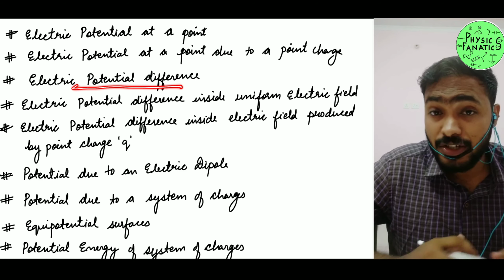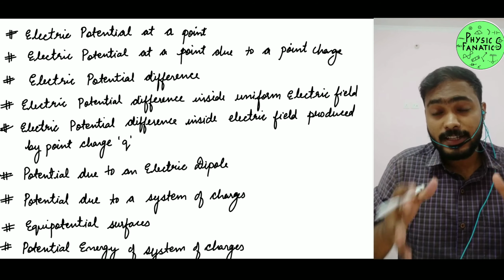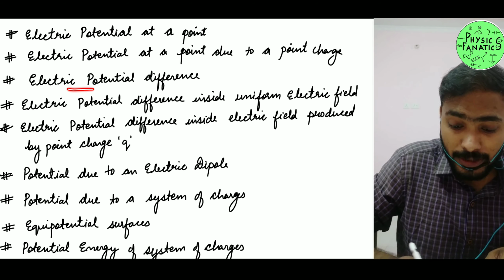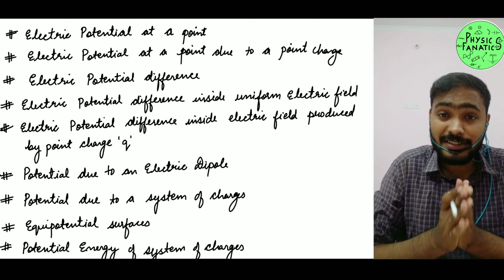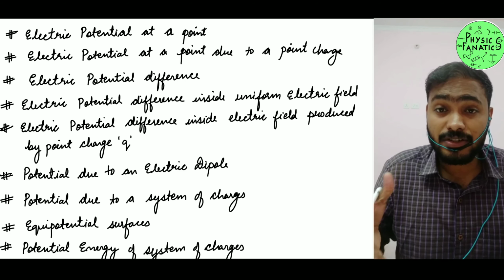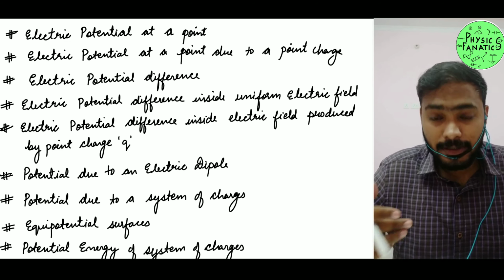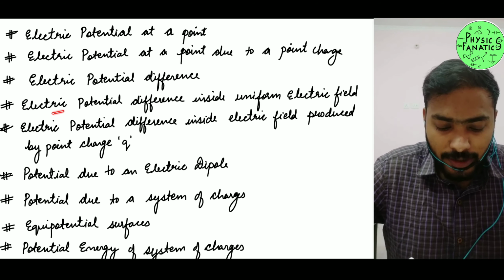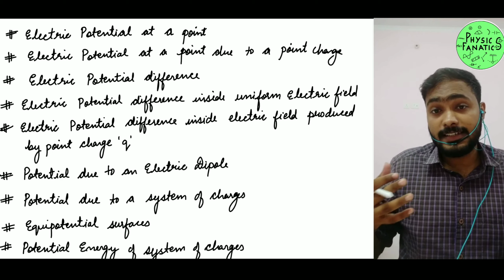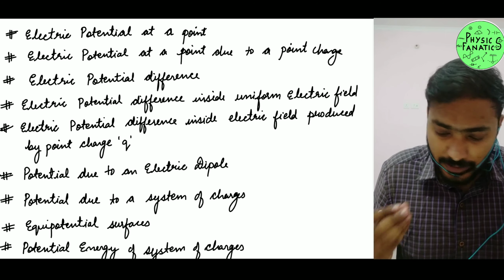Next is electric potential difference. This is the fact: there is no such term as electric potential for a single point. We always define it for potential difference. We will talk about how I can actually make the potential difference change to potential at a point, in the coming videos. The fourth point is electric potential difference inside a uniform electric field. Inside your uniform electric field, what will be the value of electric potential difference? We will talk about that.